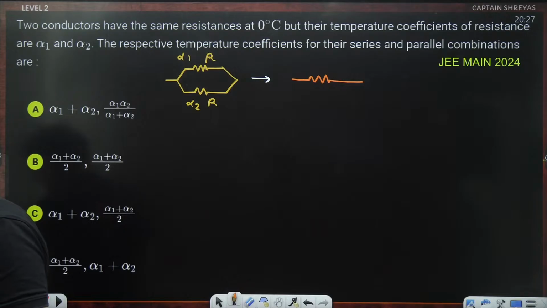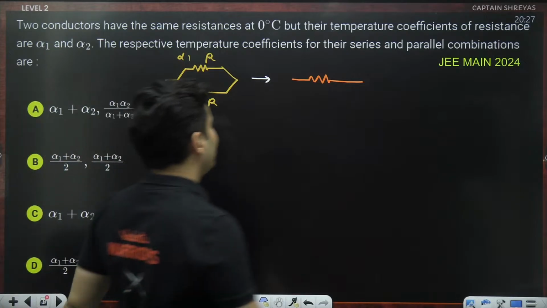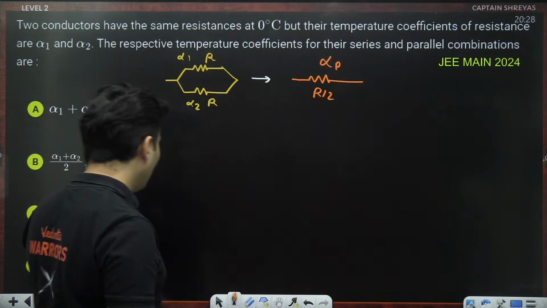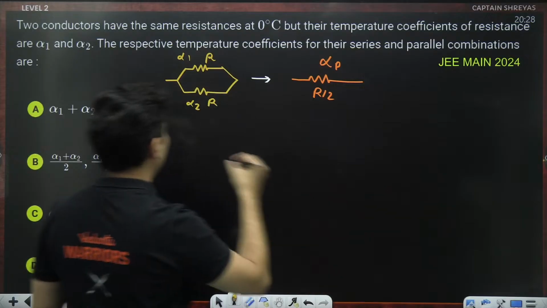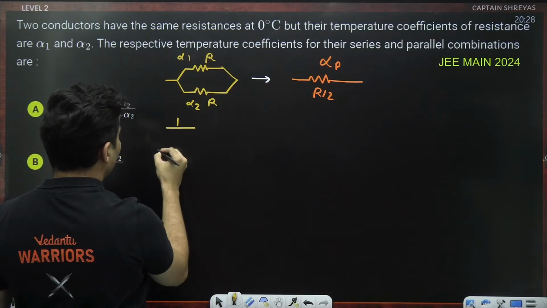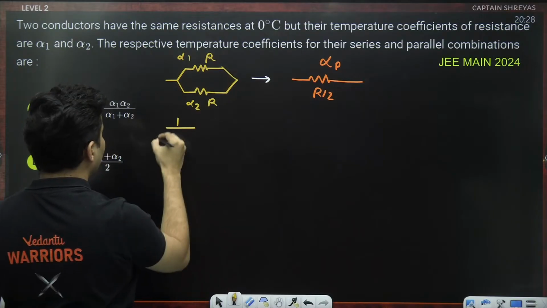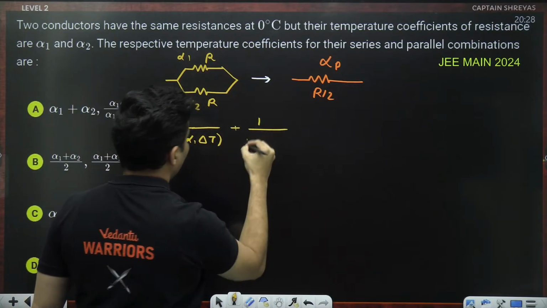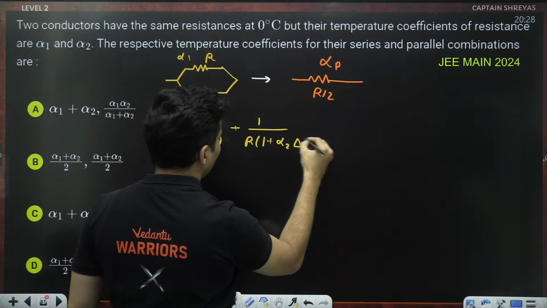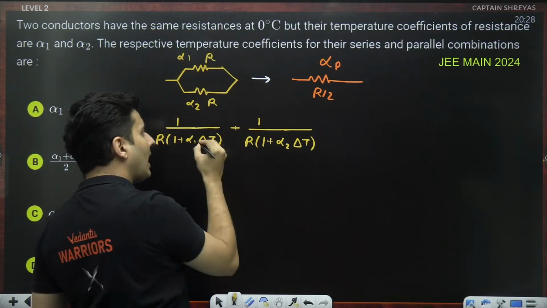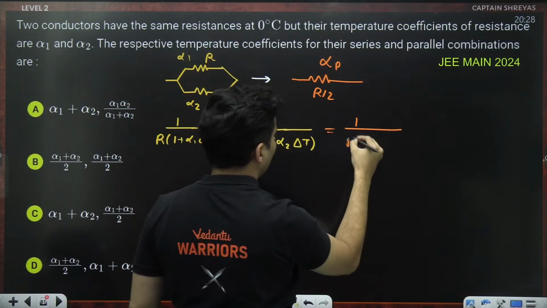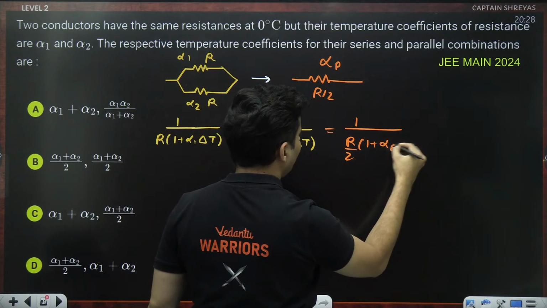It won't be 2R for sure. It won't be R for sure. It will be R by 2. Yes, the base resistance will be R by 2 and the equivalent coefficient will be alpha P. And we know how resistances add up in parallel. It is the reciprocals which add. So 1 by resistance for this one will be 1 by R into 1 plus alpha 1 delta T, plus 1 by R into 1 plus alpha 2 delta T. This is the equivalent resistance at some temperature, which will be equal to 1 by R by 2 into 1 plus alpha P delta T.